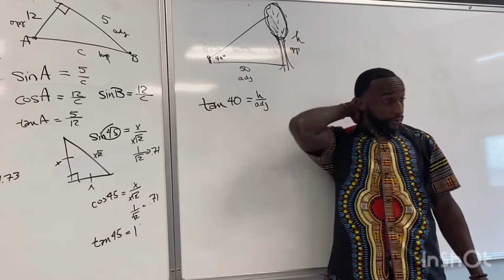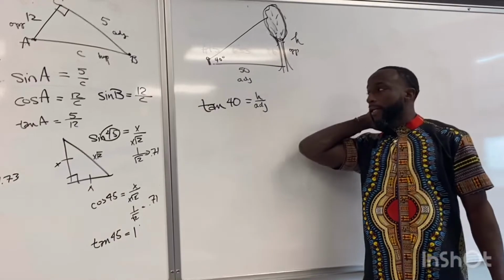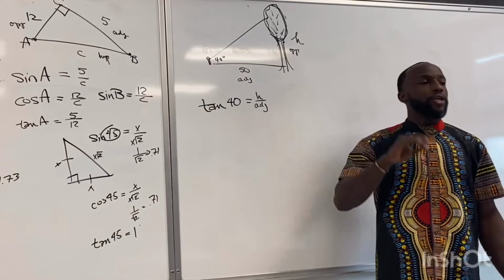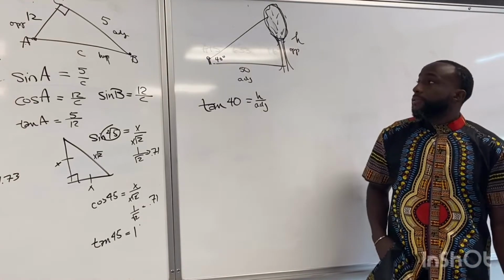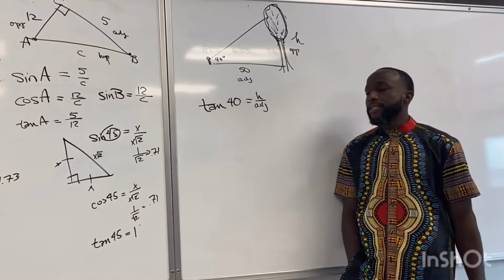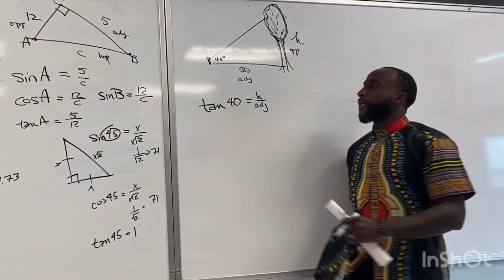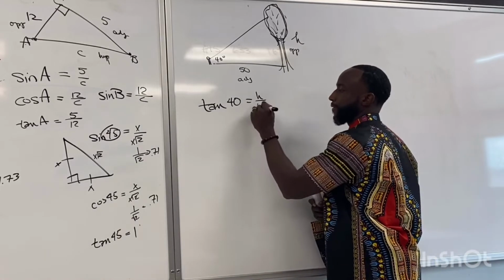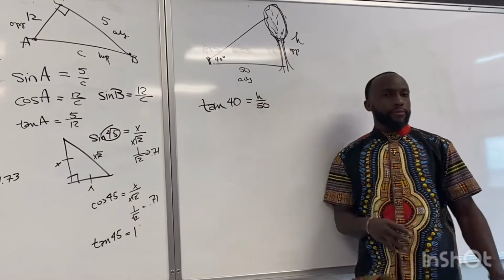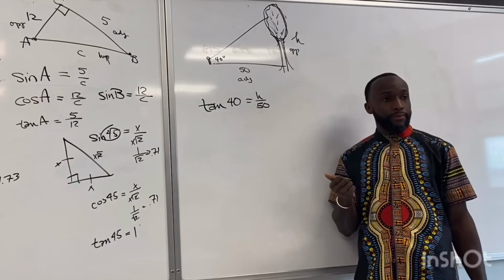Okay? Everybody good here? Now we're solving. We're going to solve for the side. To solve for this side, what we not adjacent, I'm tripping. It's 50. So we got 50 here.